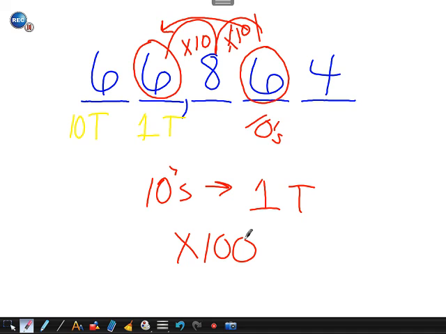And I could keep going with this. 3 moves would be times 1,000. 4 moves would be times 10,000. Every time you make another move, you're just adding another 0. So every time you move, you're either adding a 0 or taking a 0 away.